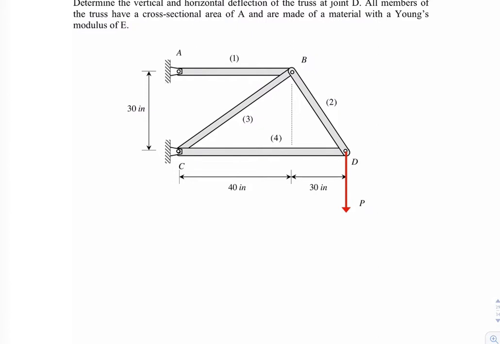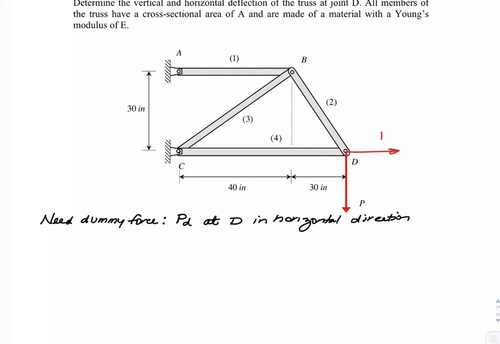So the first thing that we recognize here is that we really need to have a dummy force. We can get the vertical component because there's a vertical force, but we need a dummy force PD at D in a horizontal direction, again, because the question asks for the horizontal component of deflection there at D. So I'm going to put a P sub D there.